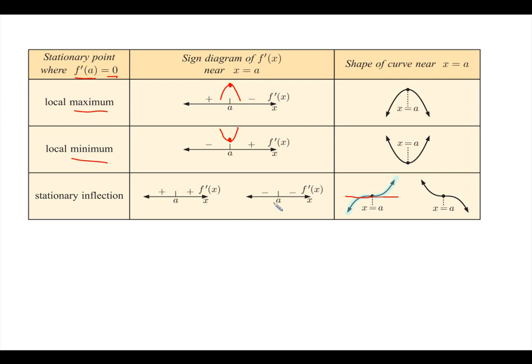Or the sign diagram can go from negative to negative. It's going down, then it has a horizontal tangent line where the slope is 0, and then it continues going down, so it never turns around and goes up. When the sign does not change on the first derivative sign diagram, we call these points stationary inflection points. So when the sign changes, it's either a maximum or minimum: from positive to negative, it's a maximum; from negative to positive, it's a local minimum. If the signs do not change, we call these points stationary inflection points.